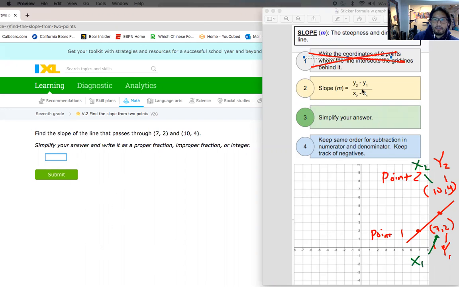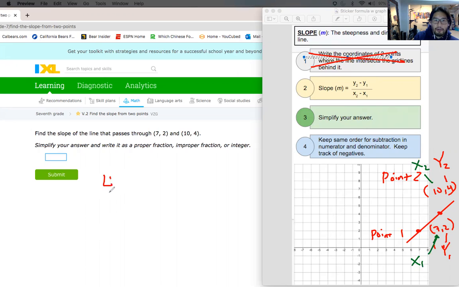And my formula is y2, the y coordinate of point 2, minus the y coordinate of point 1, divided by the x coordinate of point 2 minus the x coordinate of point 1. As long as you keep the subtraction order the same in the numerator and the denominator, it does not matter which point you call point 1 or which point you call point 2. You can swap them around just as long as you keep the order the same in the numerator and denominator. I will say that every single time.